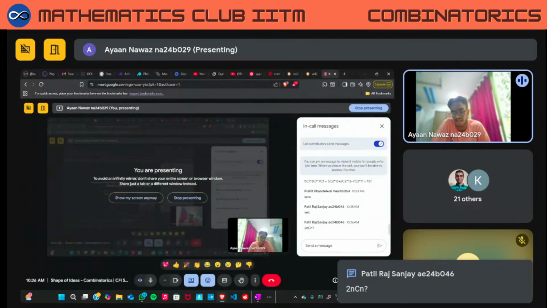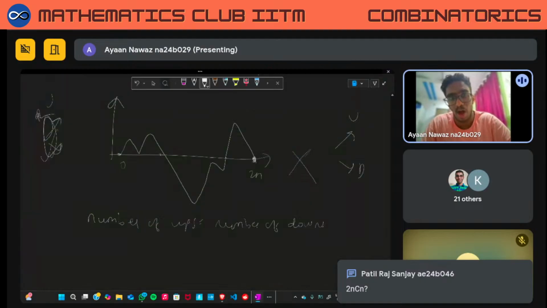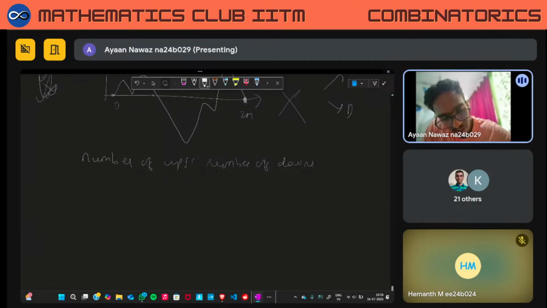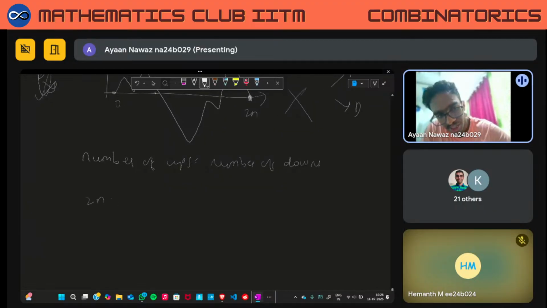Yes, 2n choose n. Correct, excellent. Out of these 2n ups and downs, we need to choose n moves that are only ups. The remaining n are obviously downs. So this is the total number of ways of choosing paths, right?